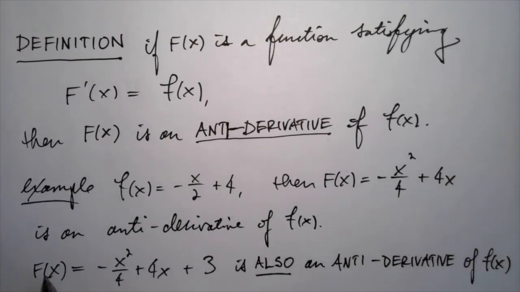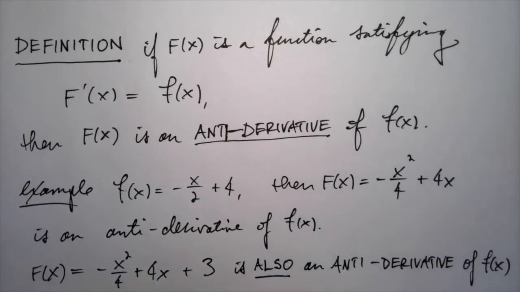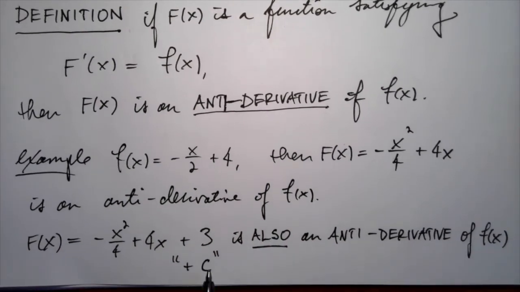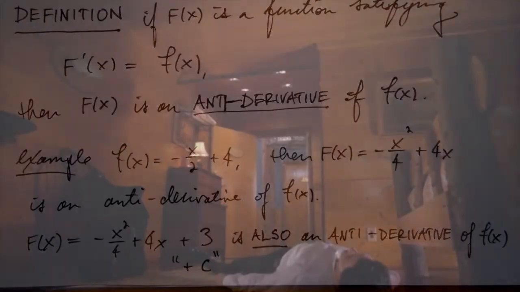The general formula for an antiderivative will be minus x squared over 4 plus 4x, and then you add some constant c. It's traditional in calculus to just write plus c when you write an antiderivative. That's just a reminder that all of the antiderivatives are the same up to adding on this new constant.